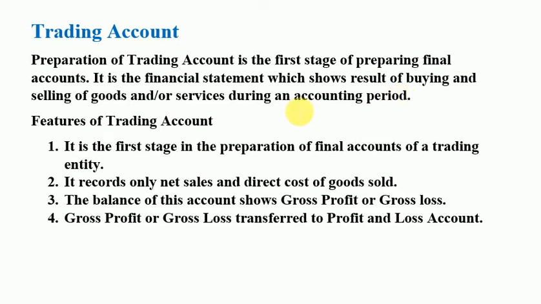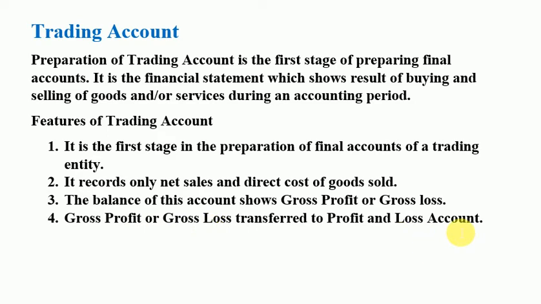So we come to the features of the trading account. The first feature says it is the first stage in the preparation of final accounts of a trading entity. The second says it records only net sales and direct cost of goods sold. The third says the balance of this account shows gross profit or gross loss, and the fourth point says gross profit or gross loss is transferred to the profit and loss account.